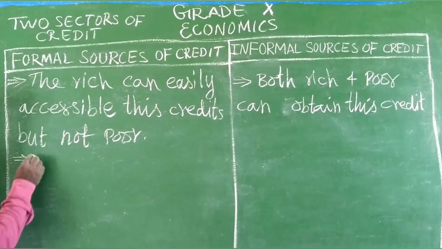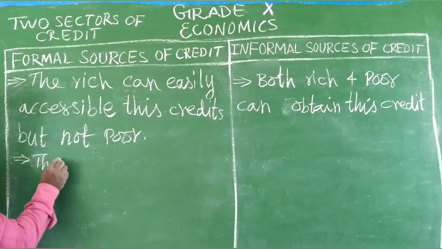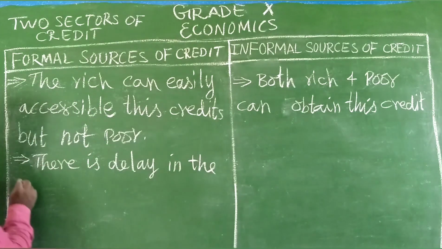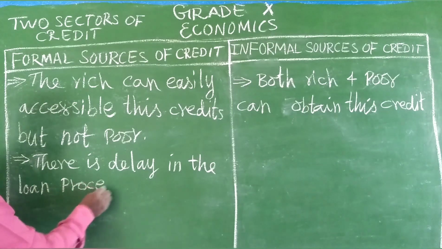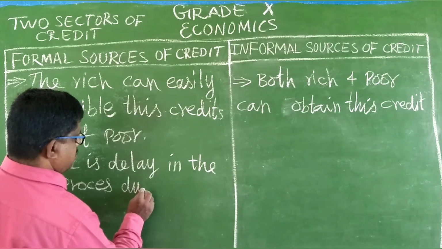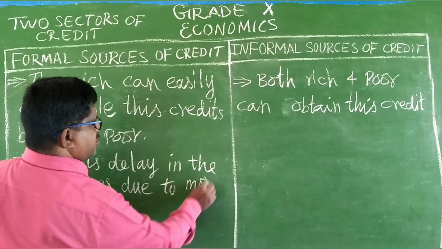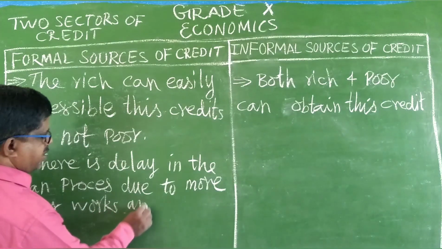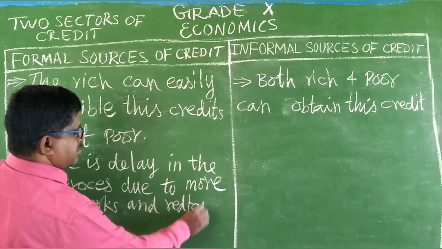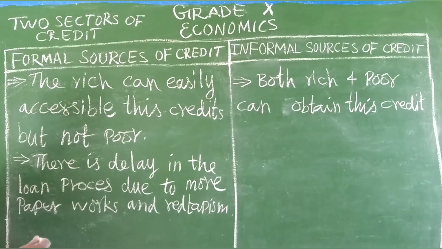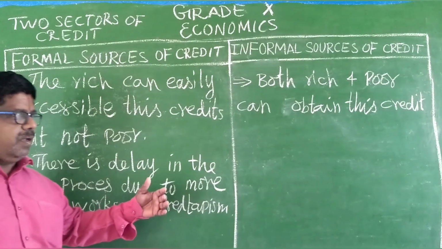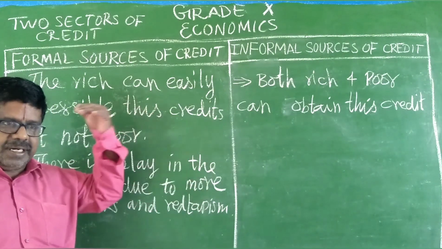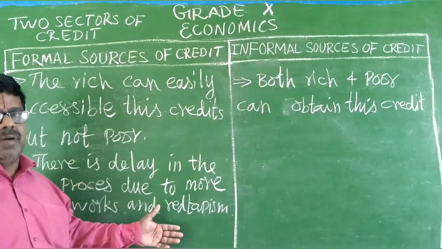In the formal source of credit, there is delay in the loan process due to more paperwork and red tapeism. Red tapeism is nothing but this: the borrower first has to meet the first table. From table to table the paperwork will be moved and finally get the sanction of the higher authority. Then only the borrower can get the loan.